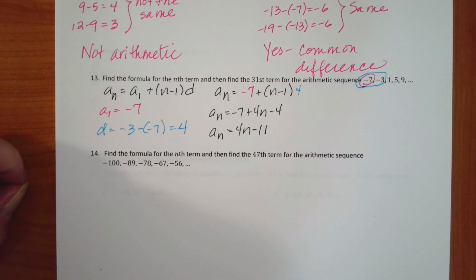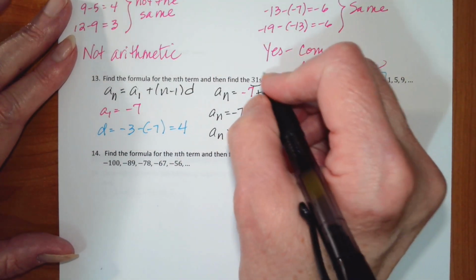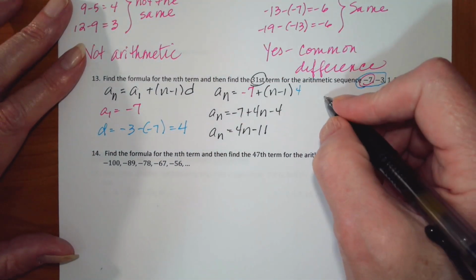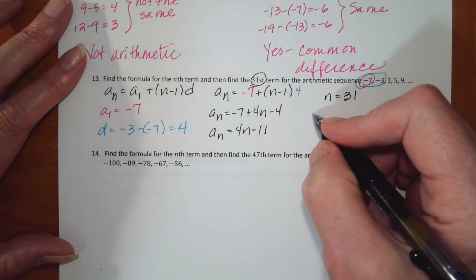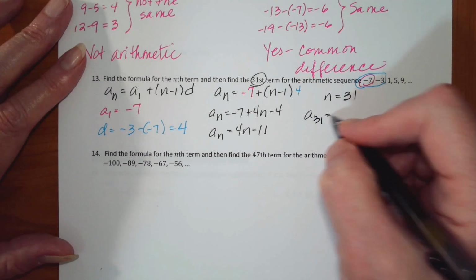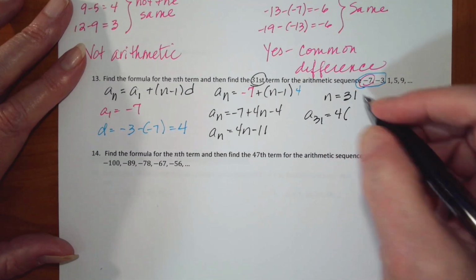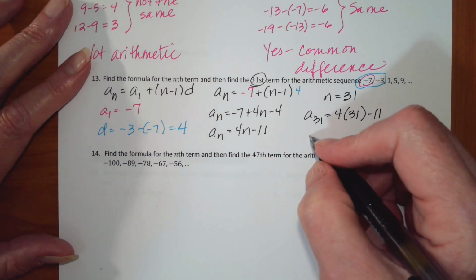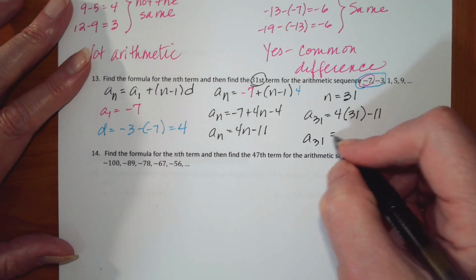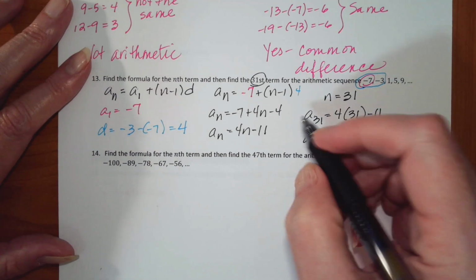All right, so now I want to find the 31st term. So that means n is equal to 31. So a sub 31 is 4 times 31 minus 11. So a sub 31 is equal to 113.